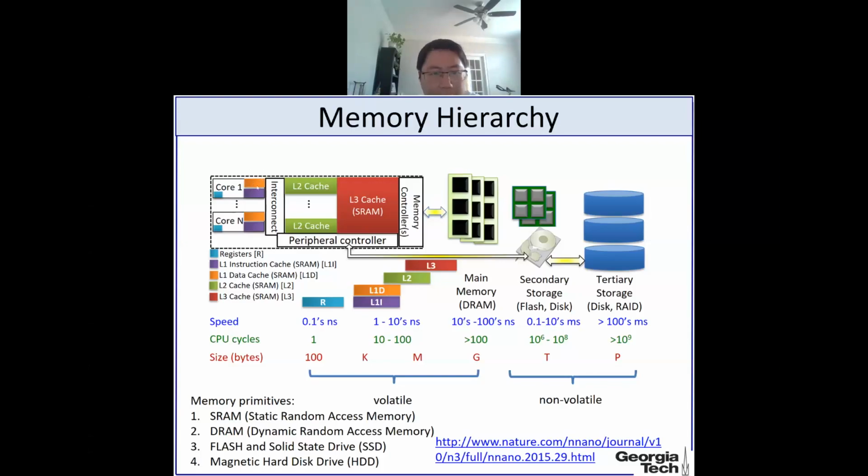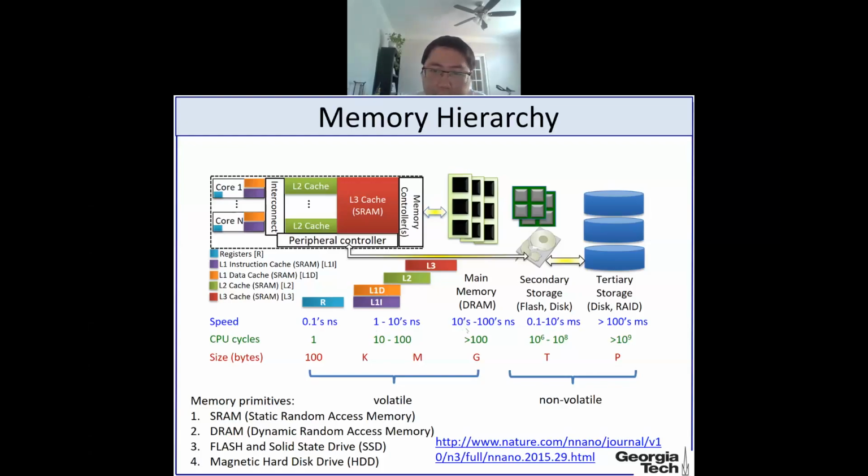Instruction cache means it's going to store the instructions from your computer system, like the instructions to read, write, this kind of commands or code. Data, of course, is your data, like your image data.